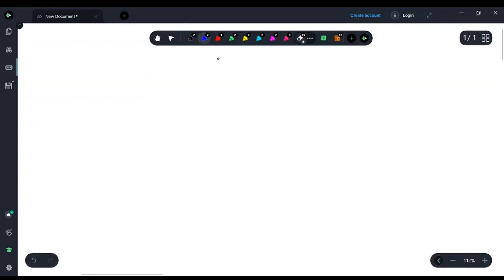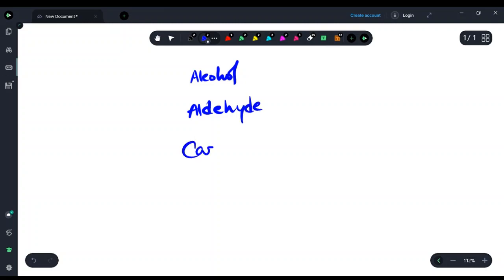Okay, so now we will just talk about alcohol, aldehyde, and carboxylic acid. These three things have something in common: alcohol, aldehyde, and carboxylic acid.